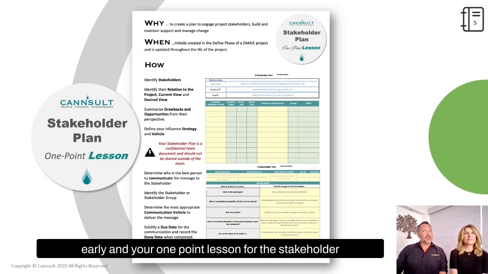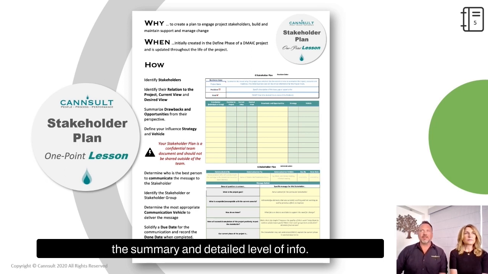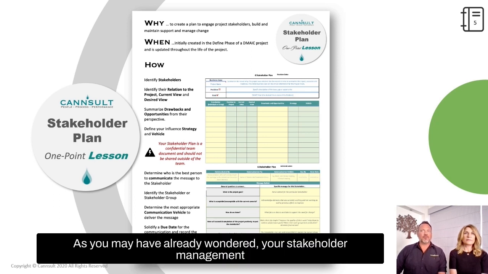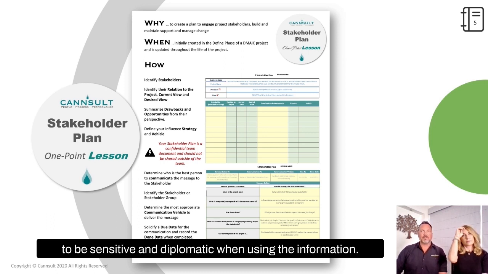And your one-point lesson for the stakeholder plan walks through the high-level steps to complete the summary and detailed level of info. As you may have already wondered, your stakeholder management plan is a confidential team document and should not be shared outside of the team. And we have to be sensitive and diplomatic when using the information.